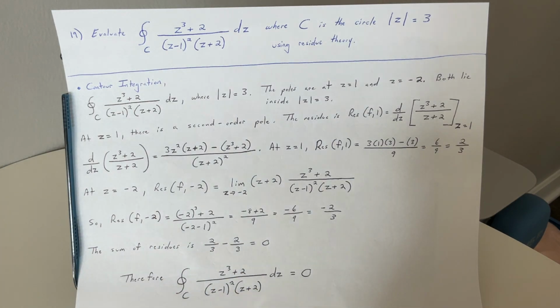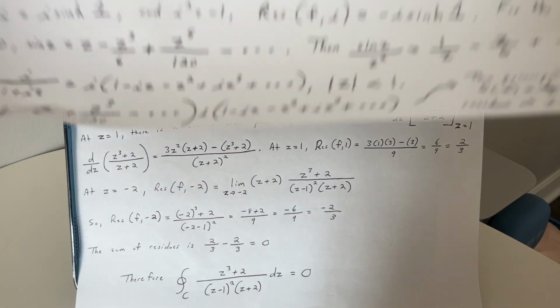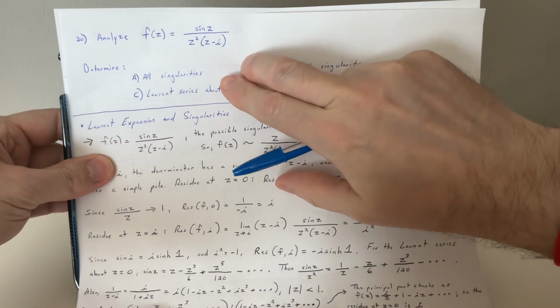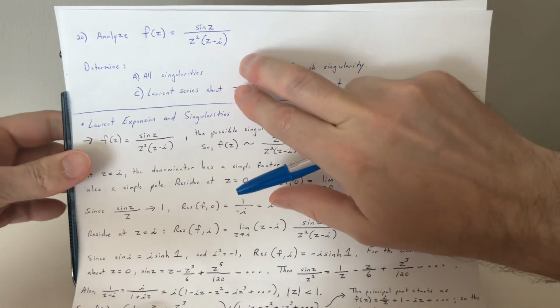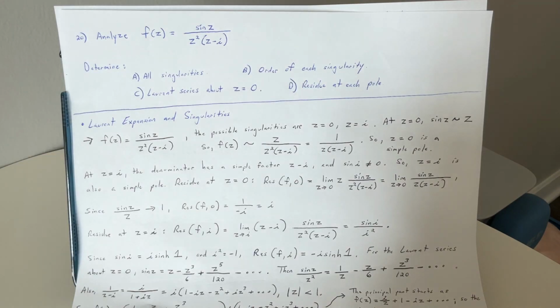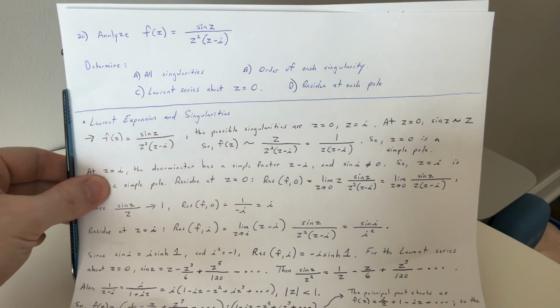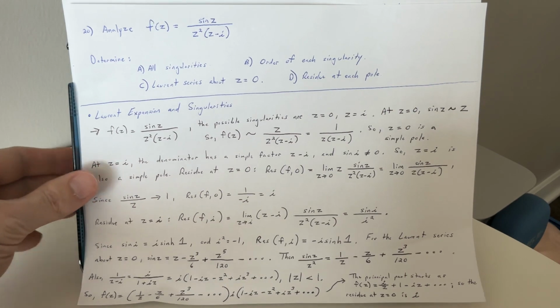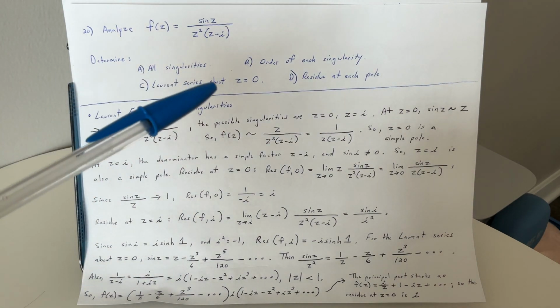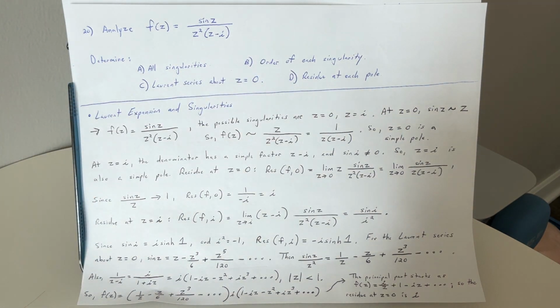Okay, so I'm moving along now to number 20. Number 20, we have f of Z equals sine of Z over Z squared times the quantity (Z minus I). Determine all singularities, the order of each singularity, the Laurent series about Z equals 0, and the residue at each pole. Okay, so Laurent expansion and singularities.